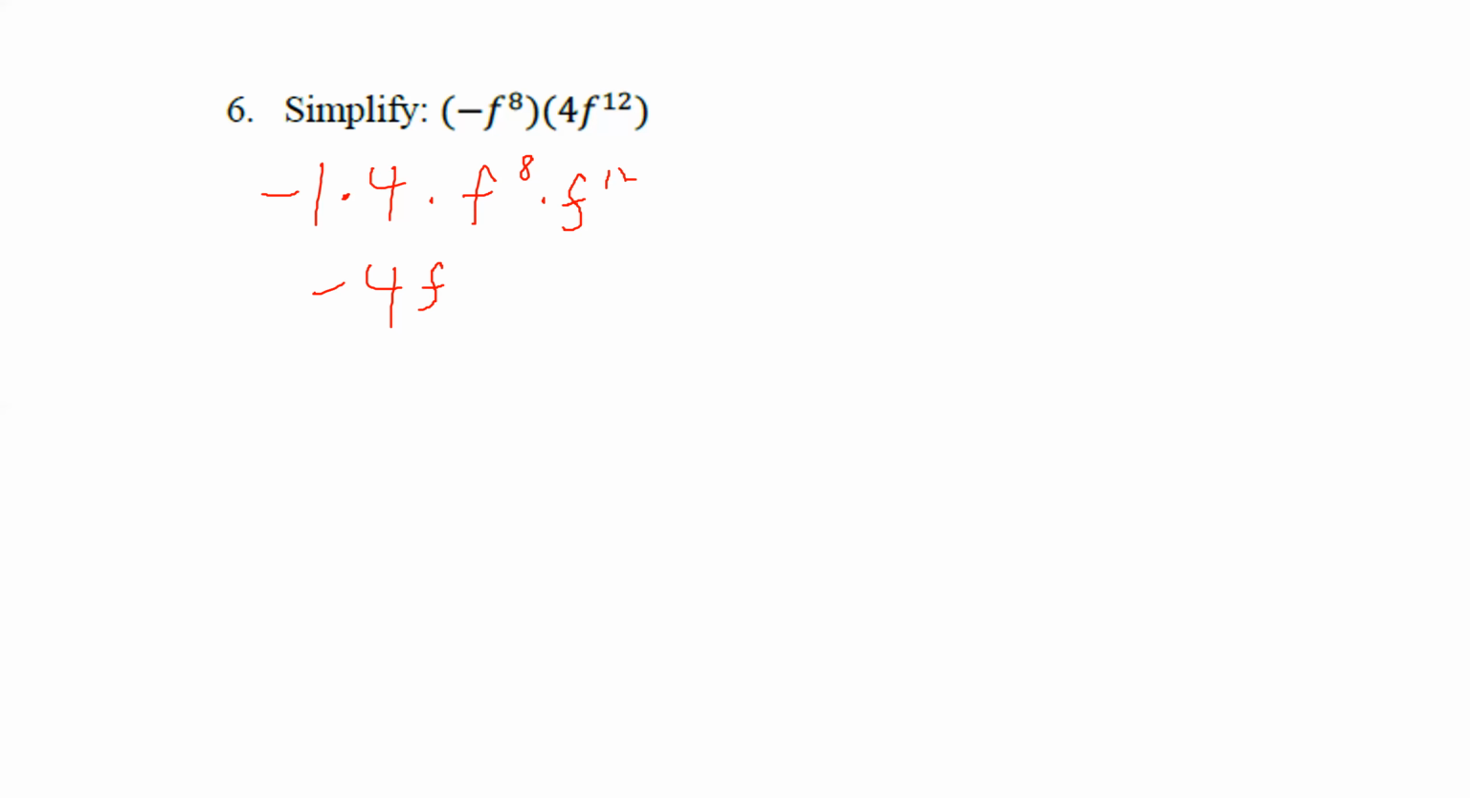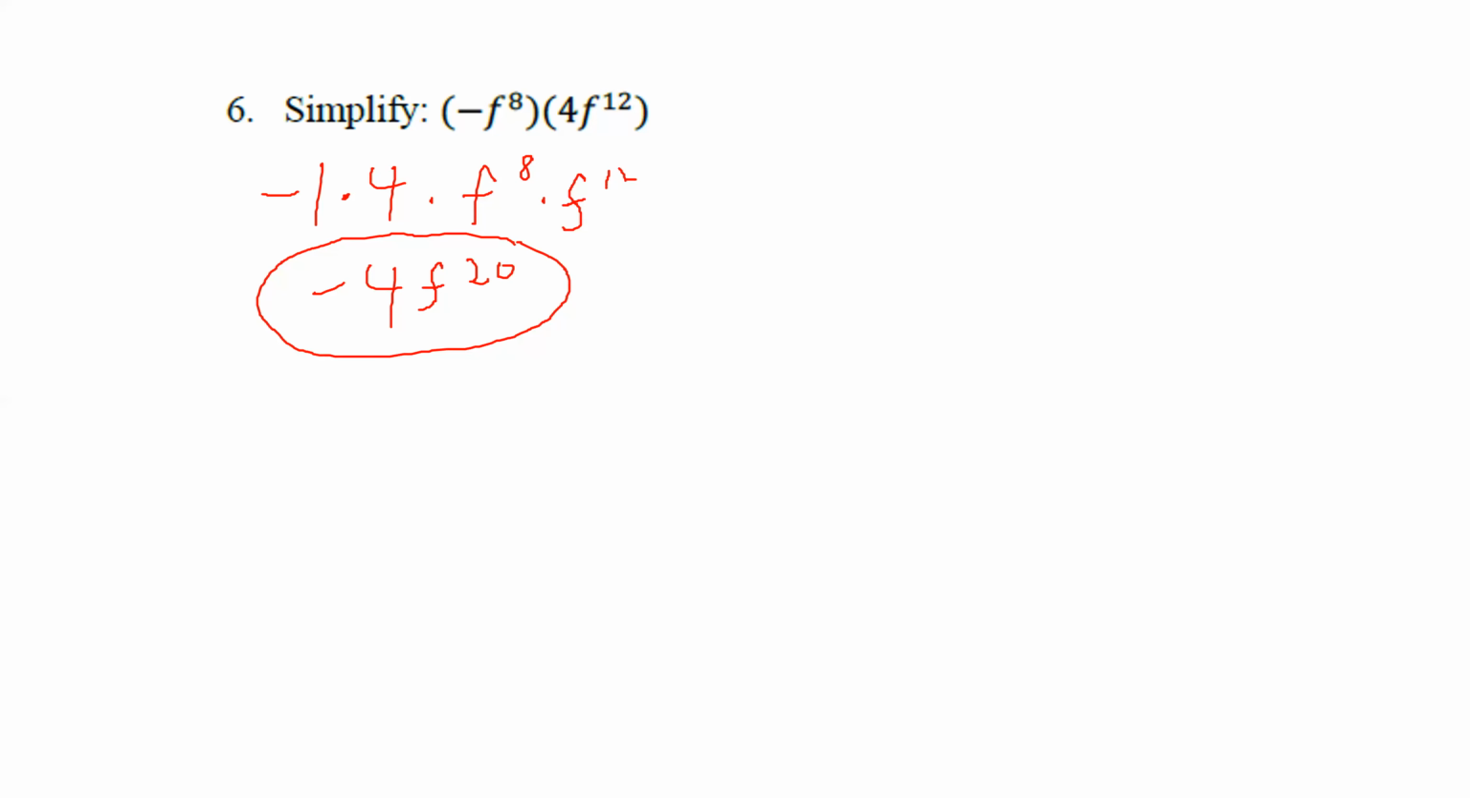So this goes back to properties of exponents. When you multiply values with the same base, you add their exponents. So we have f to the 8 and f to the 12. We're going to add those. So that's going to be f to the 20th. So our final answer is -4 f to the 20th. And that would be our answer.